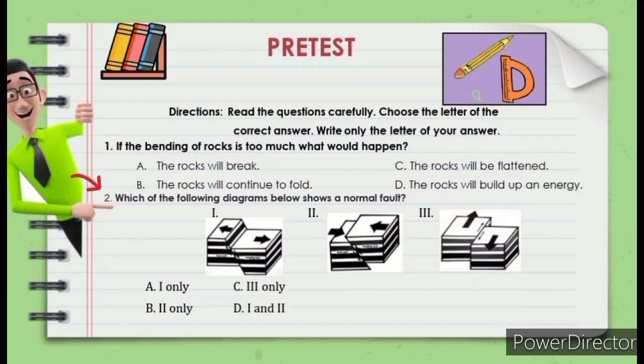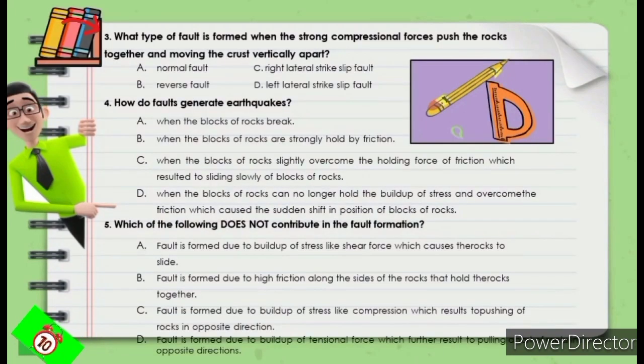Number 2, which of the following diagrams below shows a normal fault? A, 1 only. B, 2 only. C, 3 only. D, 1 and 2. Number 3, what type of fault is formed when the strong compressional forces push the rocks together and move the crust vertically apart? Choices: A, normal fault. B, reverse fault. C, right lateral strike slip fault. D, left lateral strike slip fault.